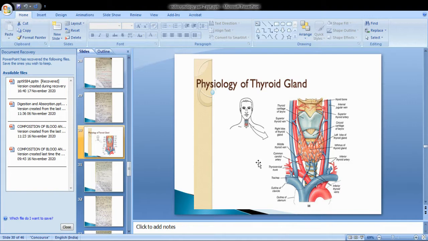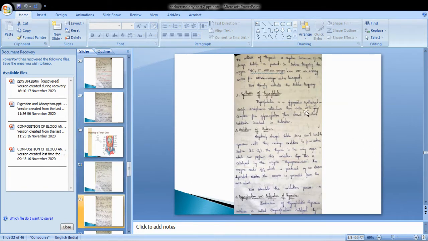Synthesis of thyroglobulin. Thyroglobulin is a glycoprotein, as we know earlier. It is synthesized on the rough endoplasmic reticulum, then enters the Golgi complex for glycosylation. Then it is stored in the colloidal substance involved in iodination.